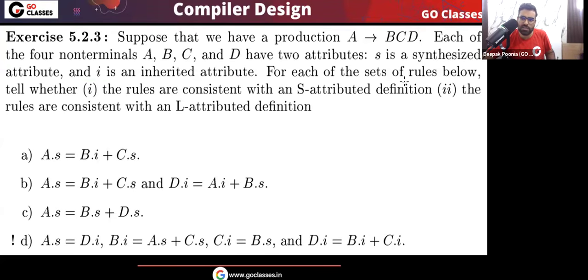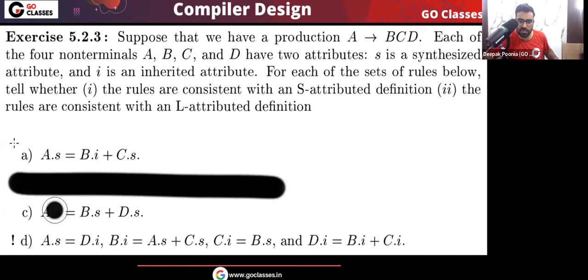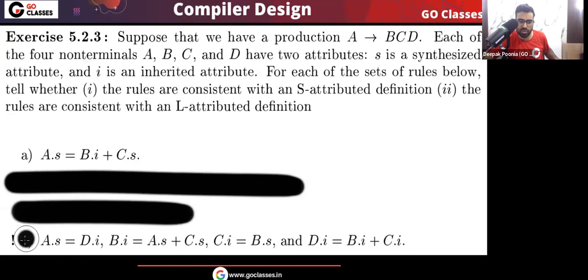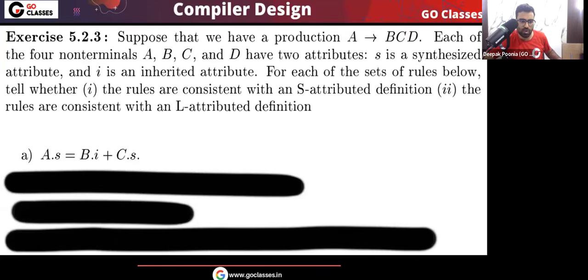For each of the sets of rules below, tell whether the rules are consistent with the S-attributed definition, and whether the rules are consistent with the L-attributed definition. So let's check all these rules. Let's check the first rule. The first rule is A.S equal to B.I plus C.S. Let's forget about the remaining and just focus on option A.